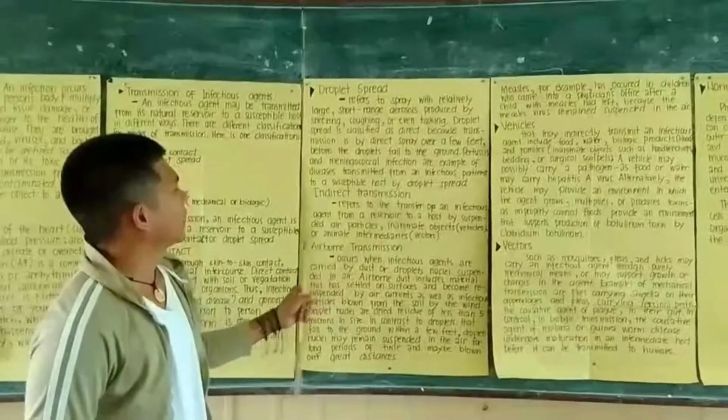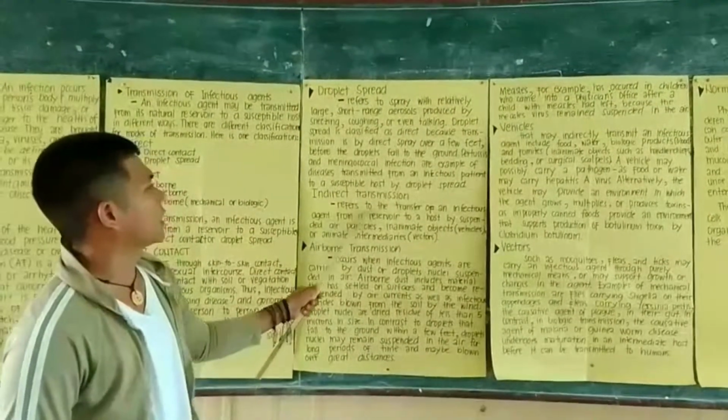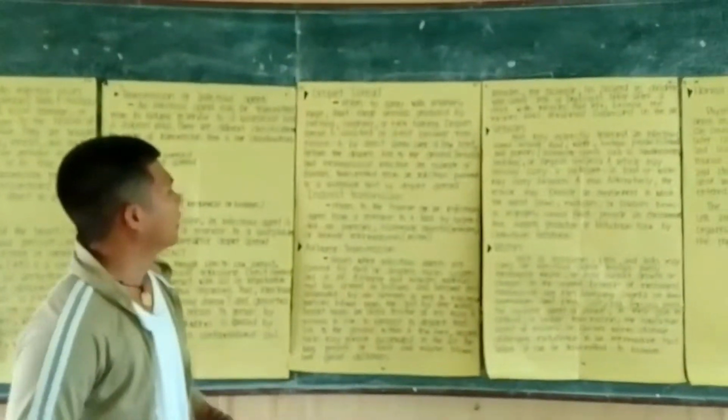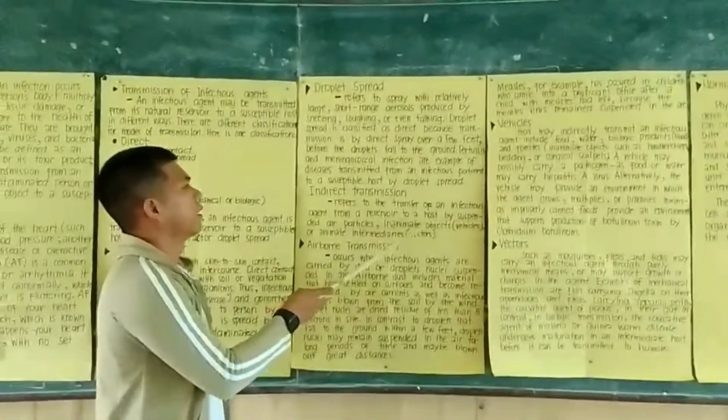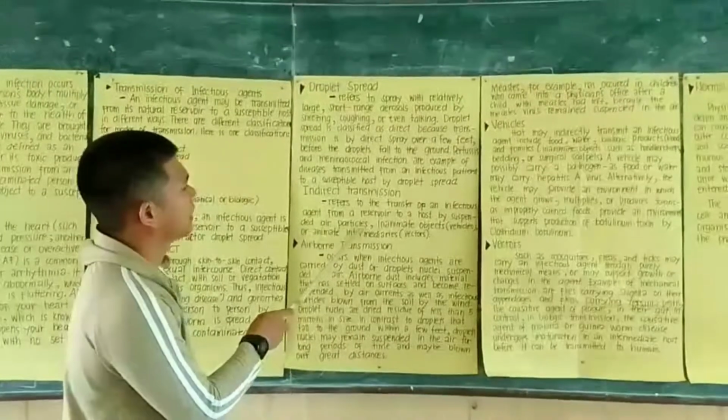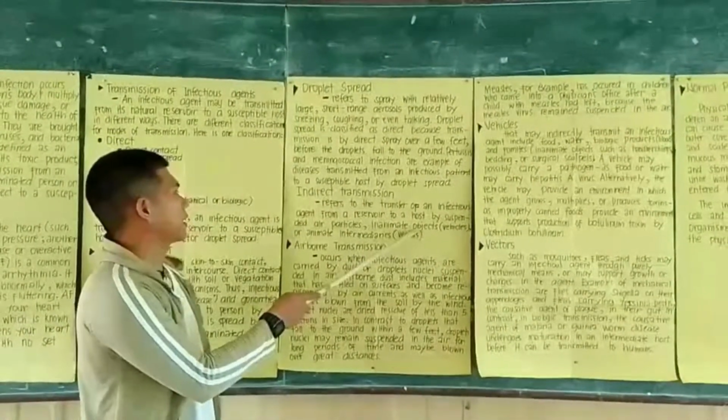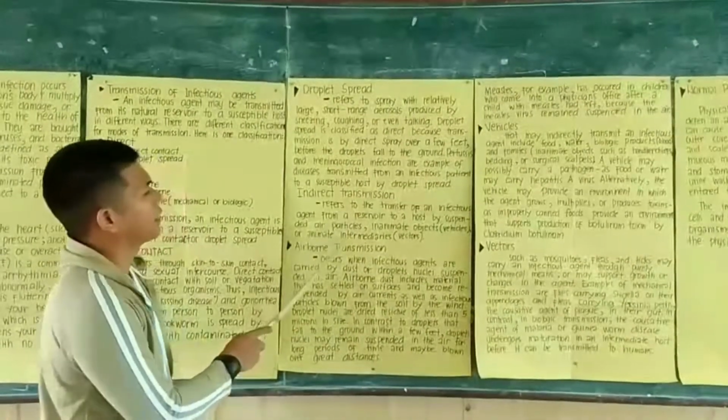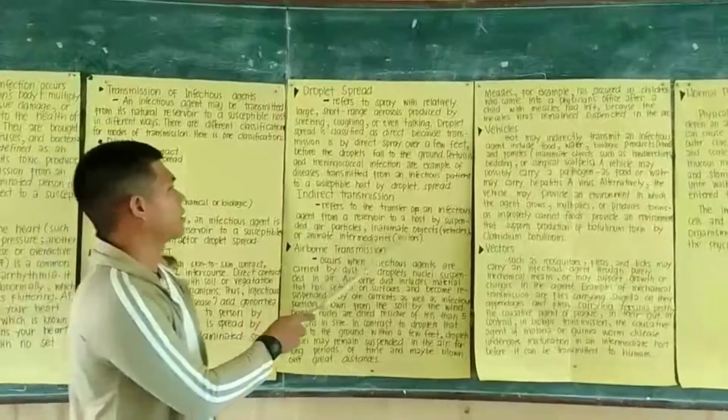Indirect transmission. Indirect transmission refers to the transfer of an infectious agent from a reservoir to a host by suspended air particles, inanimate objects such as vehicles, or animate intermediaries or vectors.